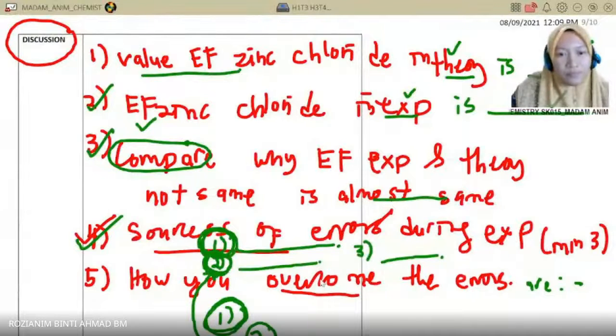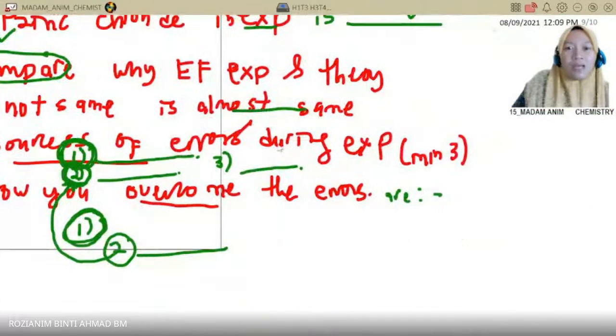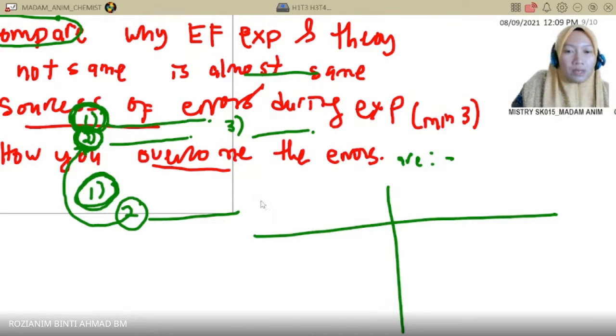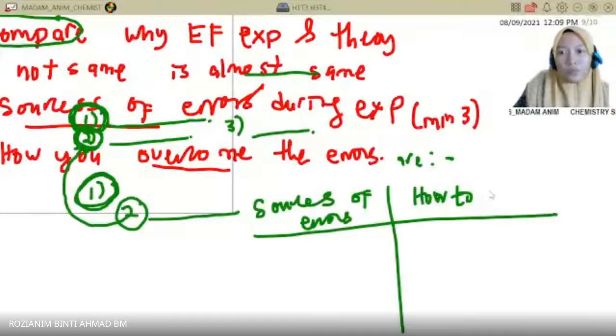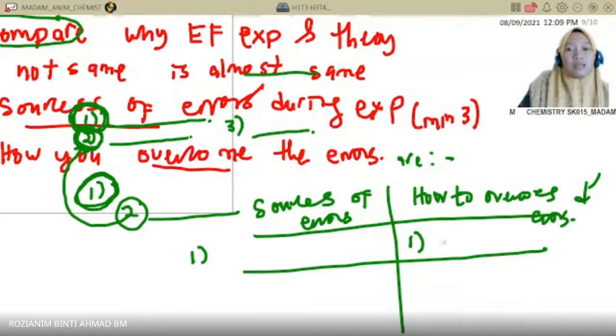Okay, any question? Tak ada? Yang precaution dengan yang error tu, kalau kita buat kotak boleh ke? Boleh. Bagus soalan tersebut. Okay, saya terima. Katakan you buat error dan precaution, you nak buat kotak. Boleh. So, kotak pertama, kolom pertama, you tulis sources of error. And then kolom kedua adalah precaution ataupun how to overcome the errors. Okay, so sini nombor 1 error dia. So ini how to overcome nombor 1. So dia selari, tak jadi masalah.